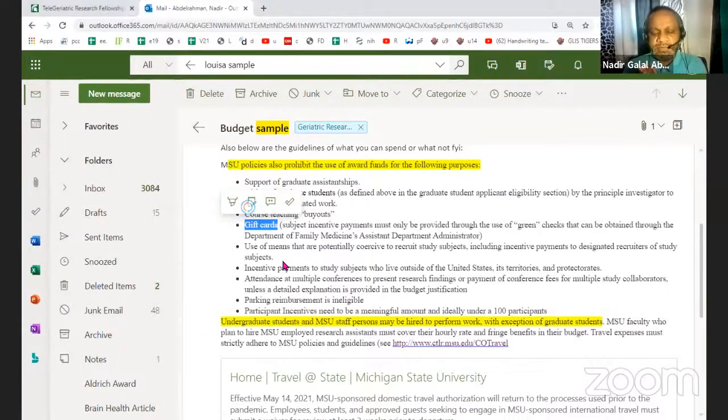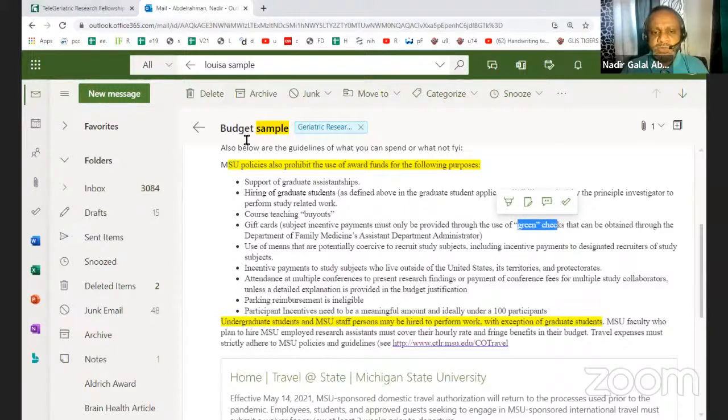In some awards, you can buy gift cards for the participant. For instance, in this one, they don't accept gift cards, but they can give green checkbooks, which are green checks. You can write a check for the participant, but you don't buy them a gift card. In other places, you can use gift cards for incentives, for example.